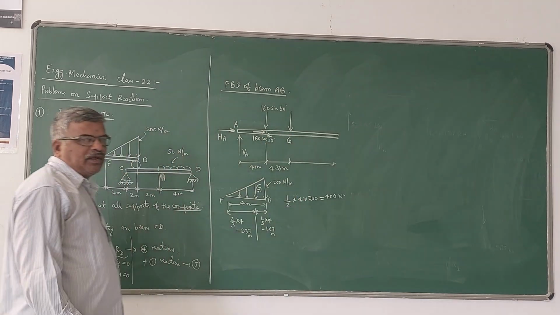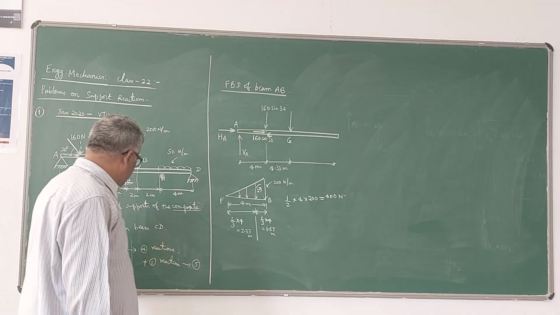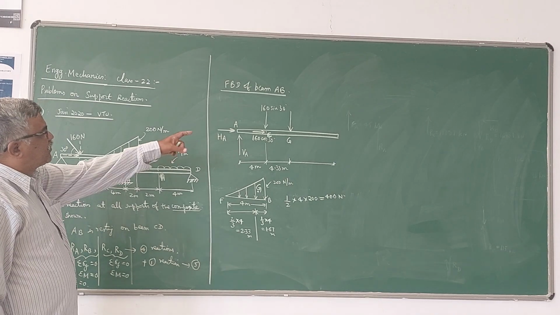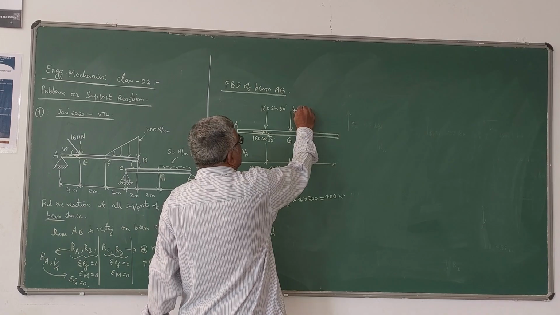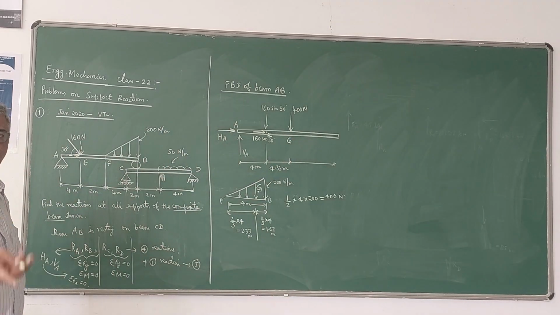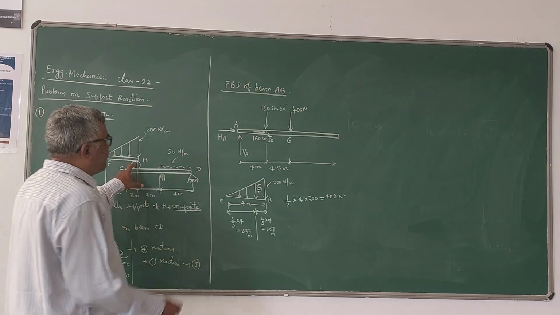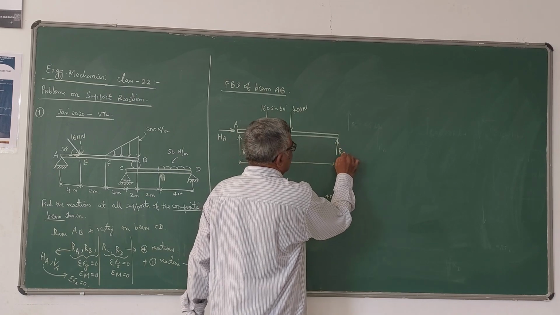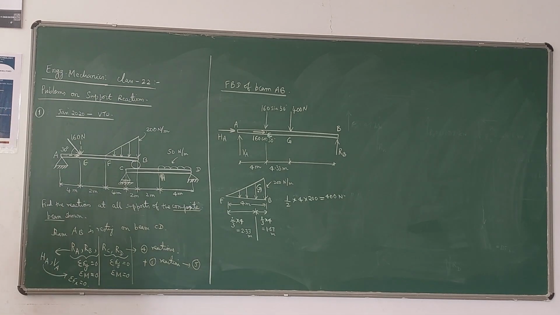So distances should be correctly written because we are going to take the moments later on, using the sigma M is equal to 0 equation. Now this is the equivalent, that is 400 Newton will be acting at a distance of 4.33 meters from E. That is the equivalent concentrated load to this triangle. Now at B you have a support here. That support I will take as reaction R. So this is how the free body diagram of beam AB is written.